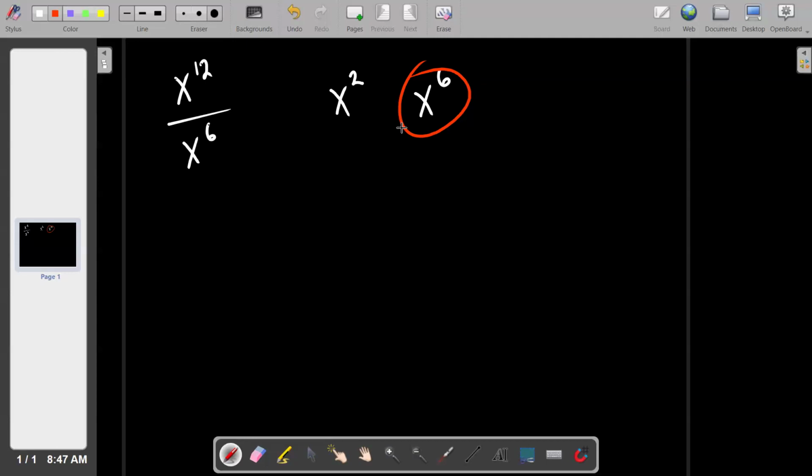Good job. This is the property, remember, where we take our power on top and our power on bottom and we subtract their exponents. 12 minus 6 is 6. So great job if you got that one. All right, how about this one? How about x to the fourth raised to the power of the ninth?